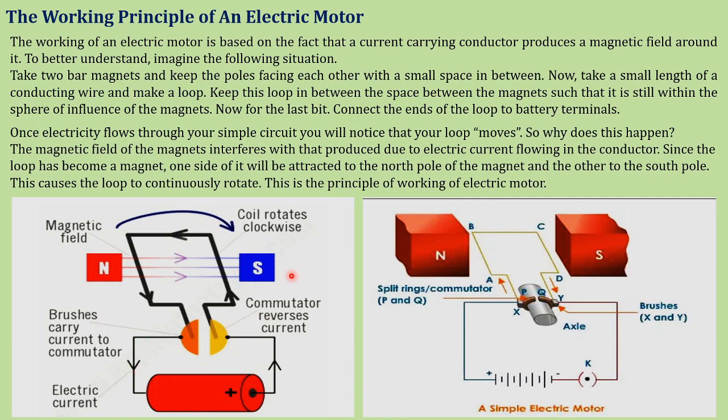You can see this is the pictorial view of the working of an electric motor. Now you are connecting the two ends with a battery. The commutator reverses the current, and brushes carry current to the commutator. This is the electric current. Now it rotates. Simple electric motor.